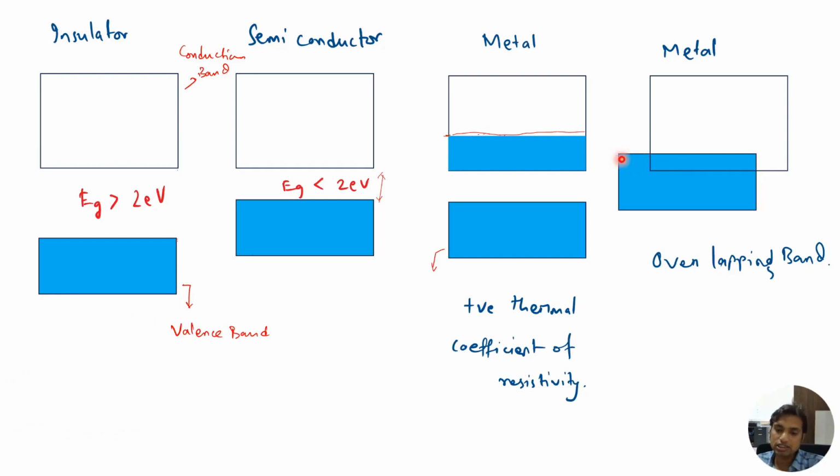So this is one band, and that band is overlapping with another band. So these electrons which are here, without too much energy loss, can just go to the conduction band and they can be free. So in terms of bands, these are called metals.